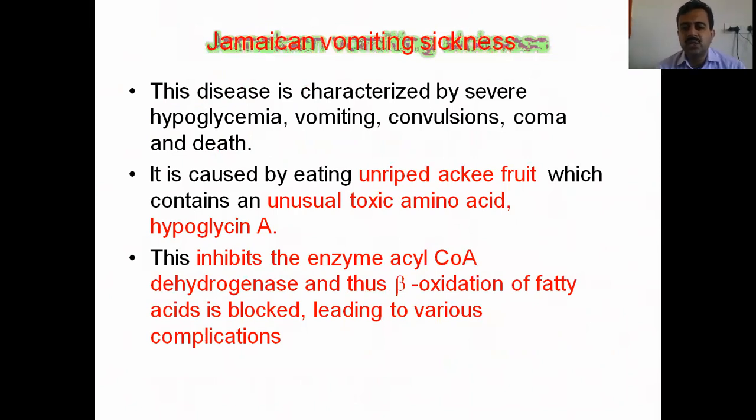Now this is another disease, Jamaican vomiting sickness. This disease is characterized by severe hypoglycemia, vomiting, convulsions, coma, and death. It is caused by eating unripe fruit, which contains an unusual toxic amino acid, hypoglycin. This inhibits the enzyme acyl coenzyme A dehydrogenase, and beta oxidation of fatty acids is blocked, leading to various complications. So there are certain molecules which act as blockers of the beta oxidation of fatty acids, and because of this, certain complications would arise.